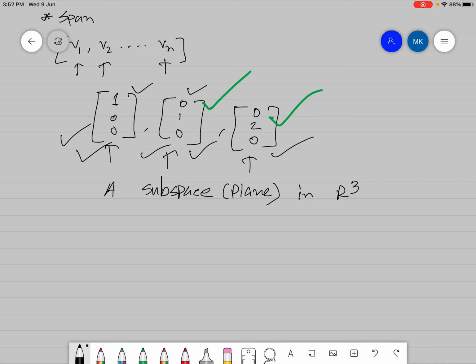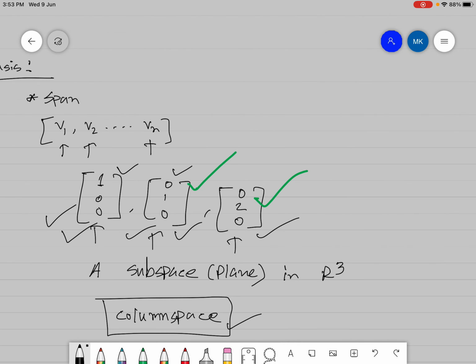For example, an example of a span is the column space of any matrix. So this column space is spanned by the columns of a matrix. The span of the columns of any matrix is the column space. All right, and the idea of basis comes from the idea of span.